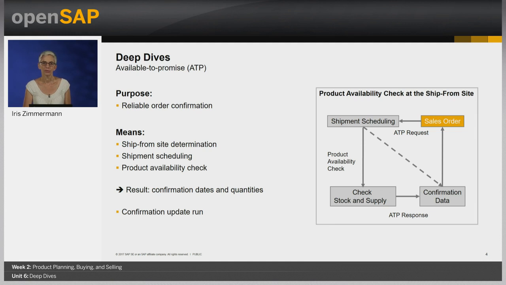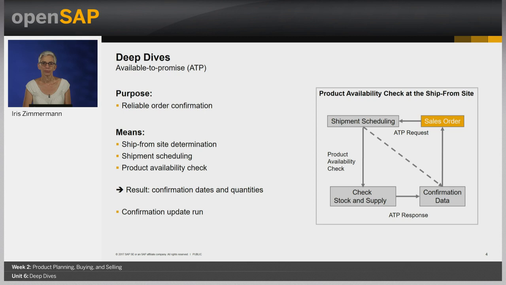The available to promise process consists of three main parts. First, the determination of the ship from site, which was explained in week 1. Second, the shipment scheduling. Transportation duration and internal preparation time is important to calculate the start date of the logistic execution activities. This is also the entry point for the third part, the core product availability check. As a result, the ATP determines the dates and quantities we can confirm to the customer.